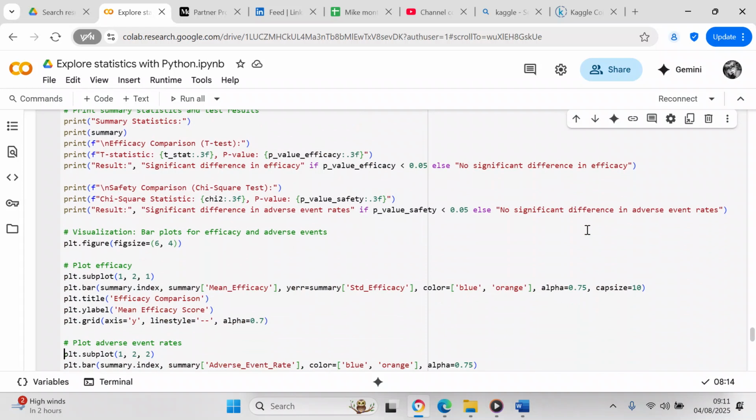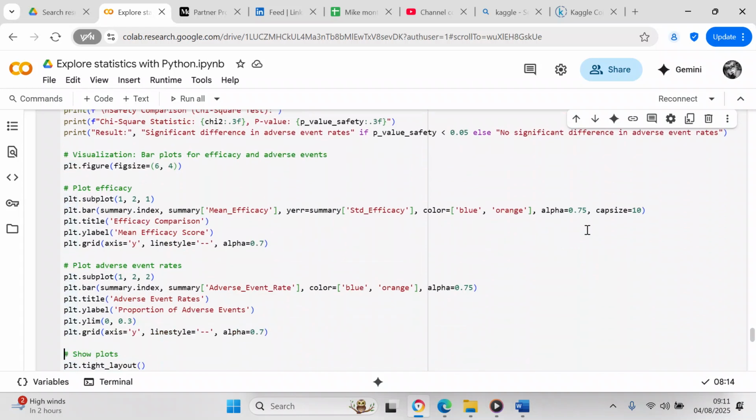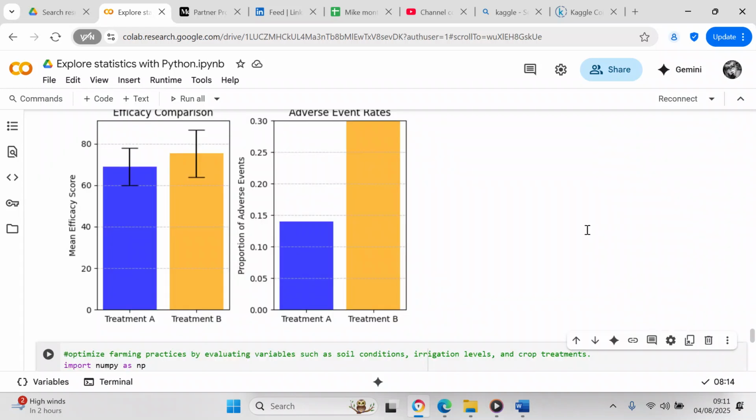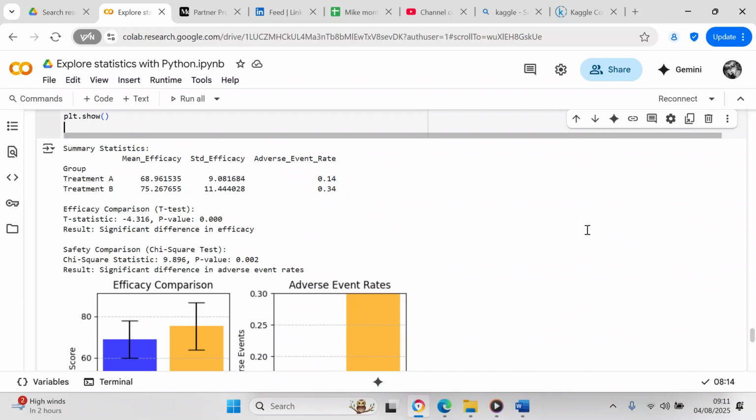So we come over here to the bottom of the cell. The group A statistics are: mean efficacy is 68 for treatment A and 75 for treatment B, the standard deviation is 9 for treatment A and 11 for treatment B, and the adverse event rate is 14% for treatment A and 34% for treatment B.